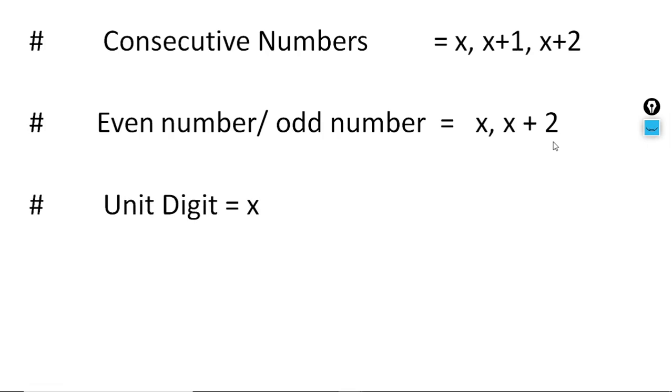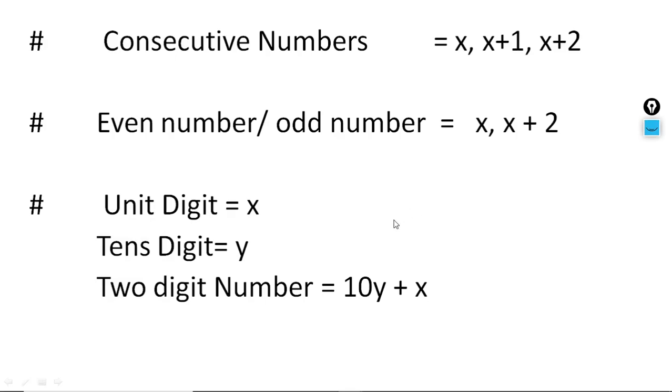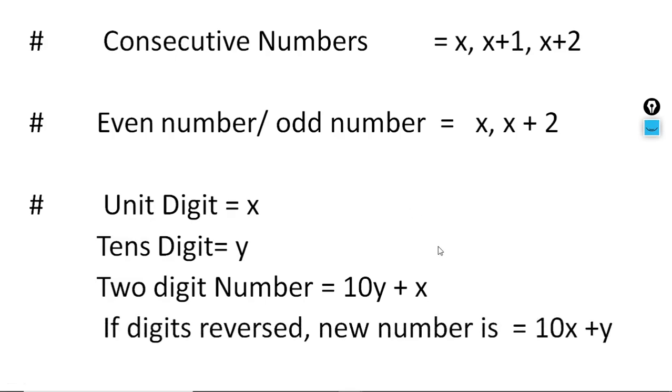And then we have a two-digit problem. Most of the time we consider the unit digit as x and the tens digit as y. The two-digit number becomes 10y plus x. If we interchange the digits, it becomes 10x plus y. Let us start with the problems.